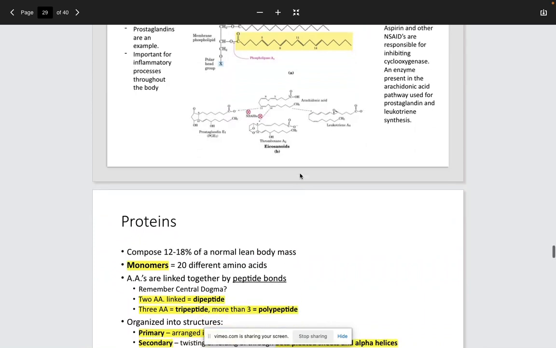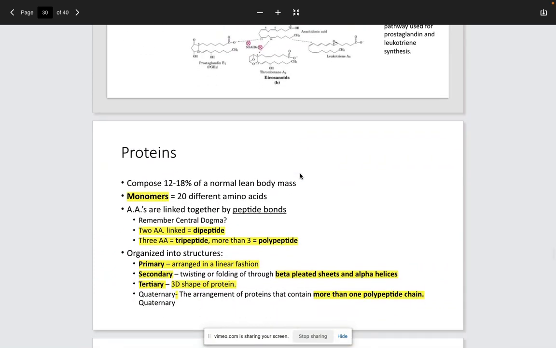Switching over from lipids, we're going to get into proteins. Proteins are going to comprise 12 to 18% of the normal lean body mass. There are things called monomers, where mono means one. So one amino acid. There are 20 different amino acids, and how those amino acids are combined together will determine what type of protein is formed.